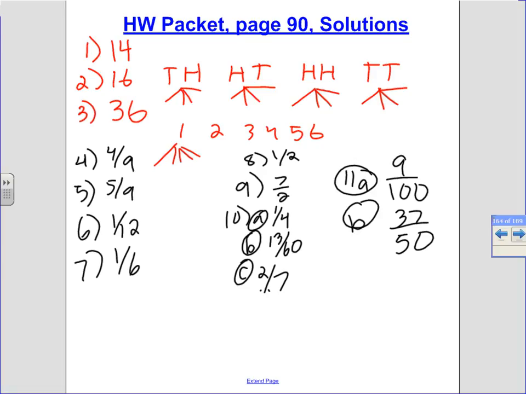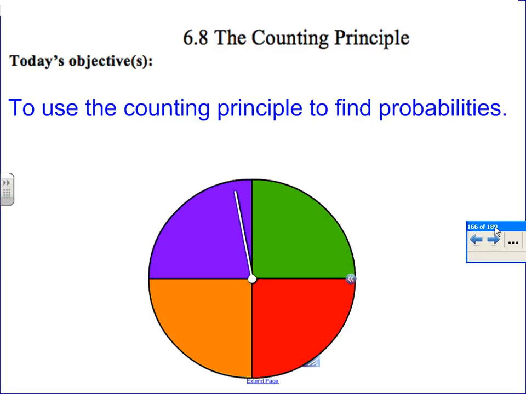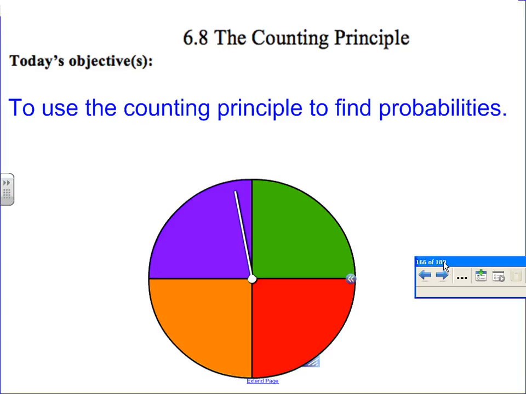Okay. All right, let's go to our notes, 6.8, so page 21. We're just going to start this. We're not going to have time to finish it, which is fine. We're just going to start this.